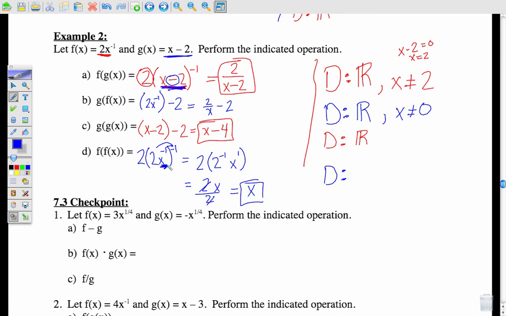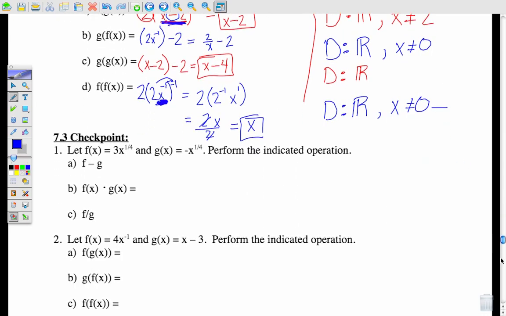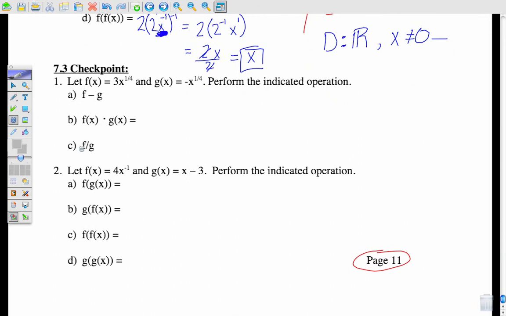Domain here. A little bit tricky, but because of this negative 1 here, yes, I know that it eventually canceled out, but because of this negative 1, that means you can't have x on the bottom. So again, we have our x can't be equal to 0 here for our domain.